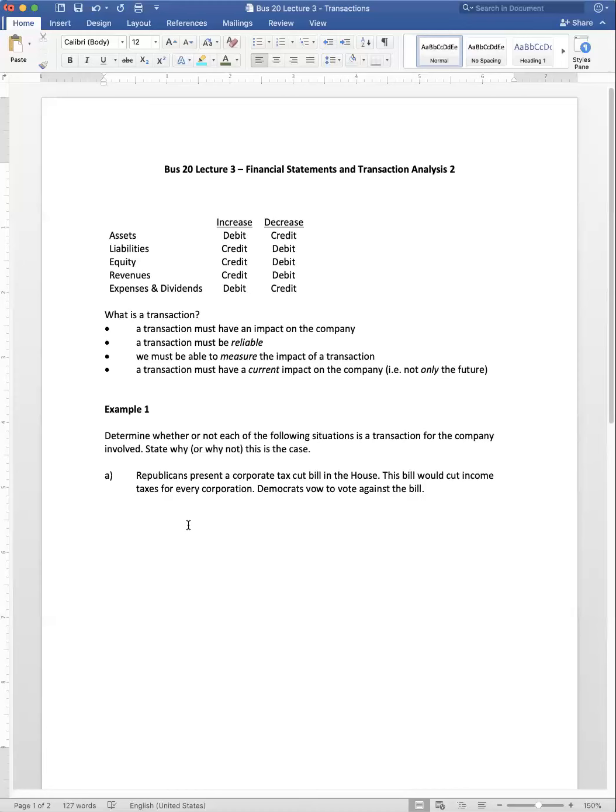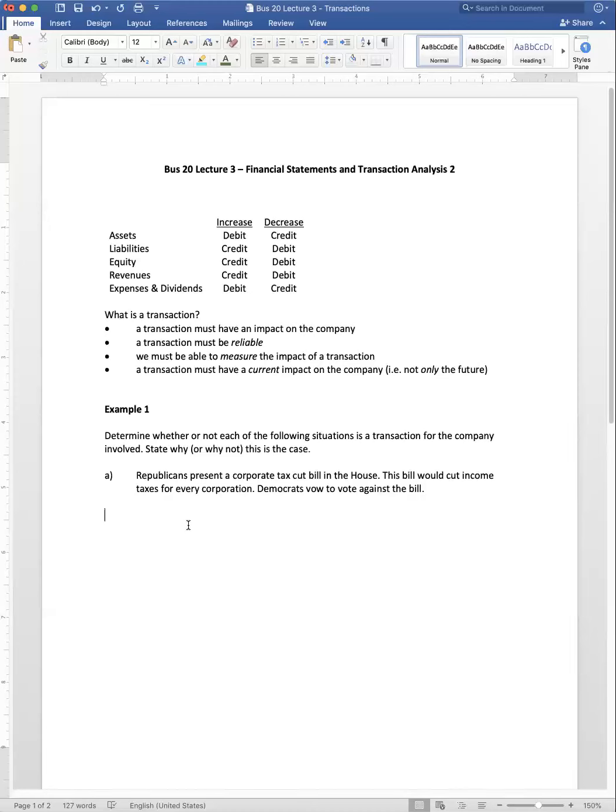Let's keep going. The third one is that we have to be able to measure the impact of a transaction. So let's say this bill did pass. Let's say it was now law. When does it go into effect?